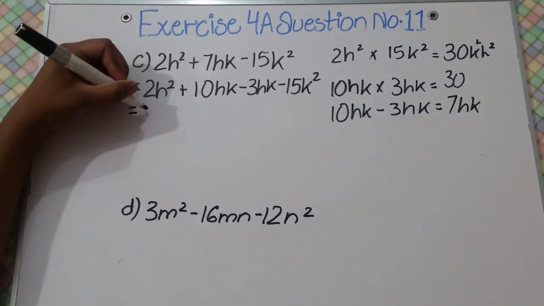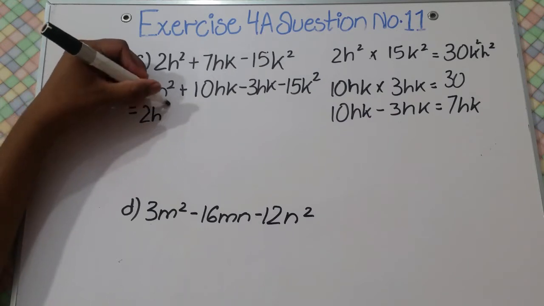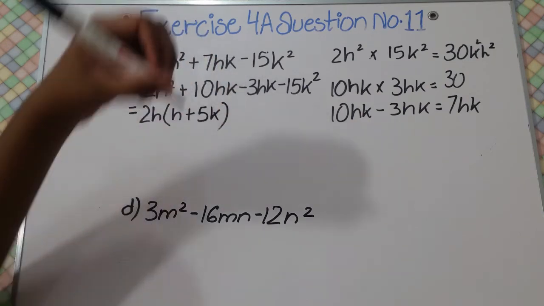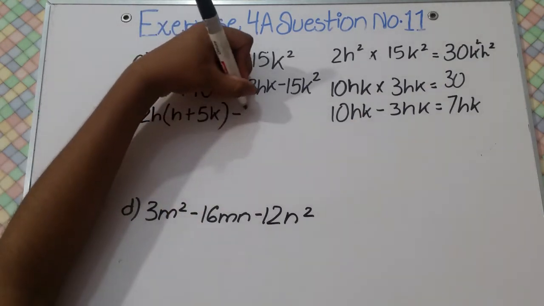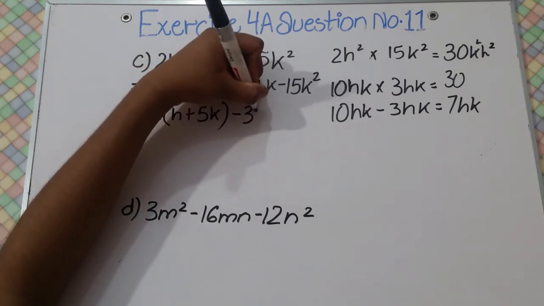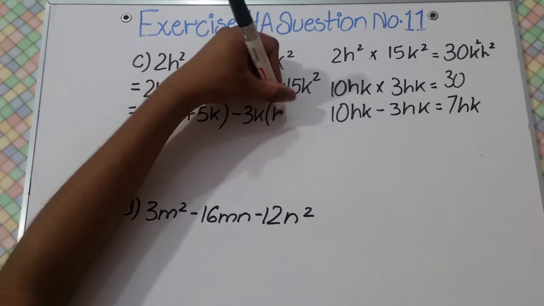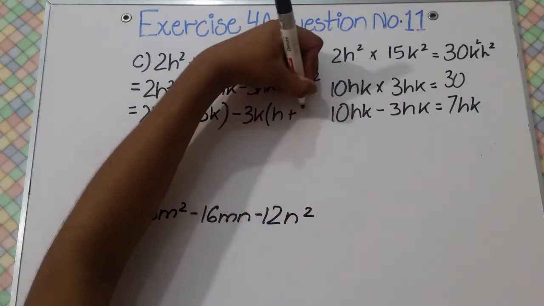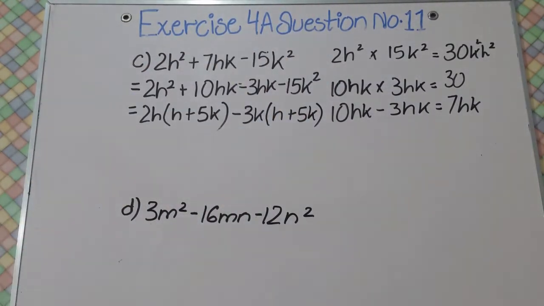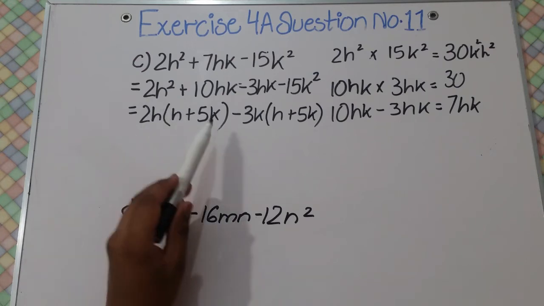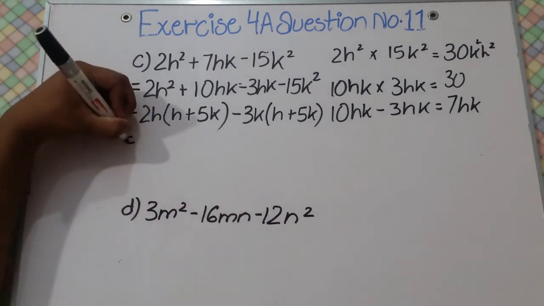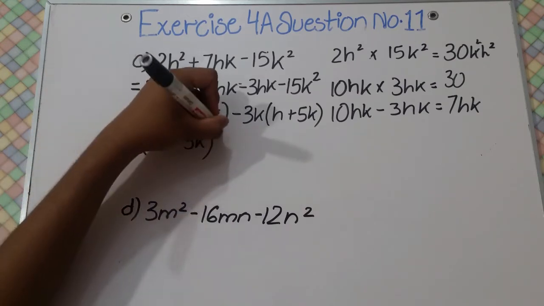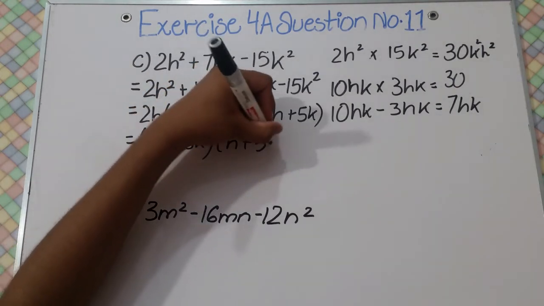Now we are going to take the common, so it is 2h, and h will be inside plus 5k. Next, 3k is the common, and then h, minus minus is plus, and 5k. So in the middle term method we need to make sure that while we are factorizing, these two brackets must be the same. Okay, so now one time we are going to write 2h minus 3k, and one time h plus 5k.